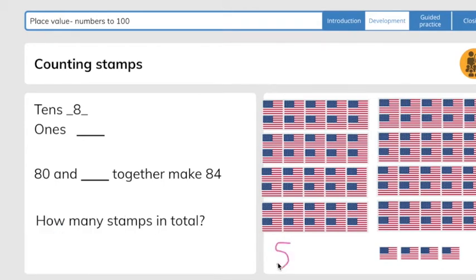That's right, we have 84. We have an 8 in the tens place and a 4 in the ones place. So let's look over here. We have 8 tens, we have 4 ones. So 80 and 4 together make 84. So our total amount of stamps is 84. 8 in the tens place, 4 in the ones place.